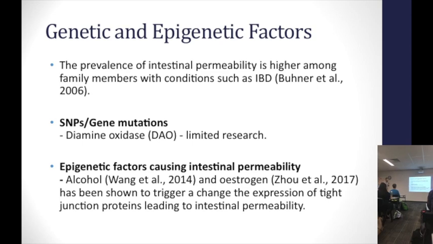Now you've got two factors here, alcohol and estrogen, both of which can be classified as environmental factors, but they can contribute to intestinal permeability on an epigenetic level. That is, they can actually change and trigger the expression of tight junction proteins. So just remember that alcohol causes intestinal permeability through gene expression, because I have a treatment for you, alcoholics.